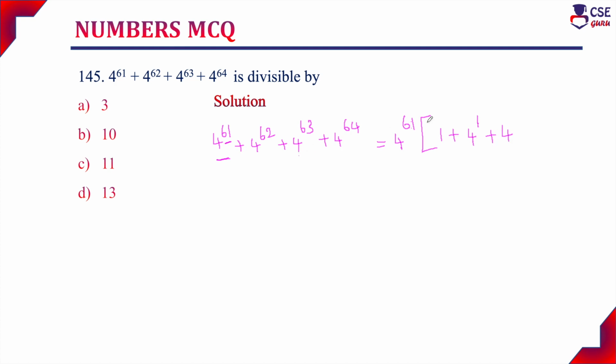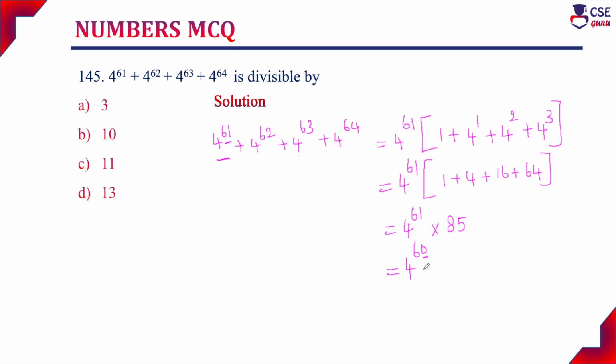Similarly, for 63, 4 power 2, and for 64, 4 power 3. We will take it like this. Here, solving, 4 power 61 into 1 plus 4 plus 16 plus 64, so this is 4 power 61 into 85. For this, divisibility is difficult, so we will simplify it in terms of 4 power 60. When the ones digit is 0, it is easy to find. So 4 power 60 into 4 power 1 into 85.